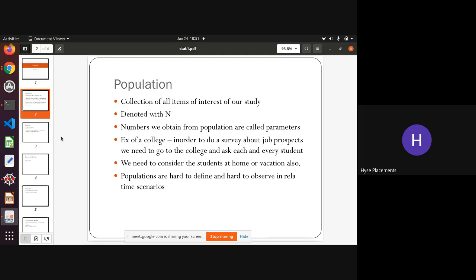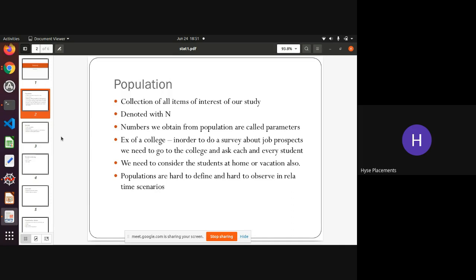so that it might be useful somewhere. So an example of a population: in order to do a survey about job prospects, the interviewer will go to that college and ask each and every student how the interview went and how tough the questions were. And there are so many questions out there. So he'll ask those questions and come to some conclusion.